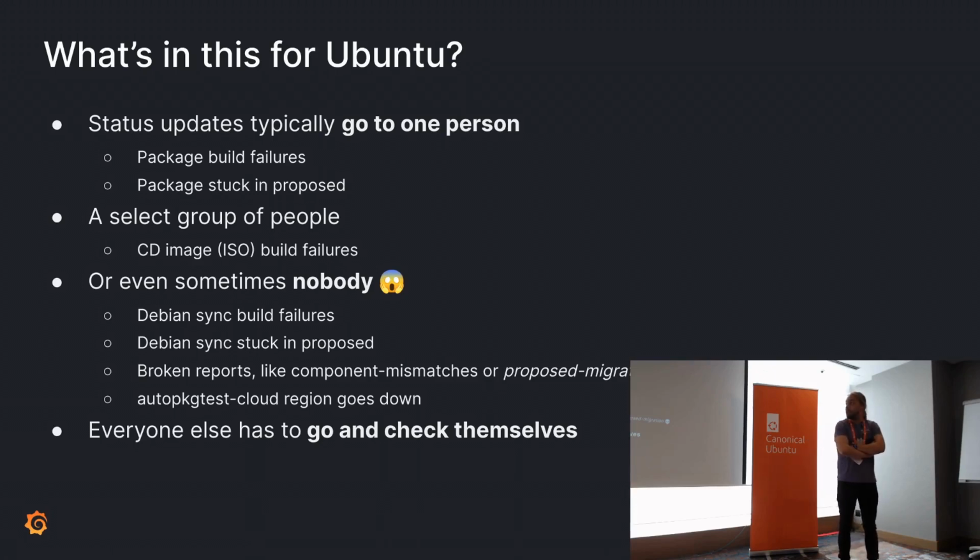Or even there's lots of processes where nobody actually gets told that problems are happening. So if automatic syncs happen from Debian, nobody is told when they fail. You only really find out about that when it starts becoming a problem for something else. Or you're like, oh, why isn't version X of this package in the release? And then somebody will go and look into it, right? Or if an automatic sync from Debian gets stuck in proposed, there's nobody to email because no human actually requested that action. So there's nobody to tell about that. So nobody knows about it until it becomes a problem for another reason.